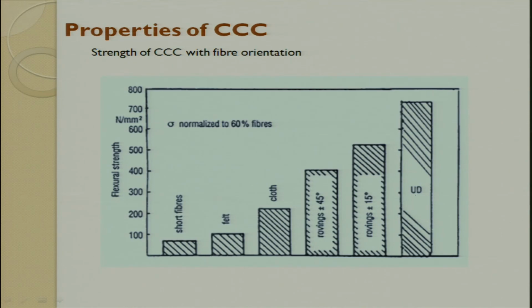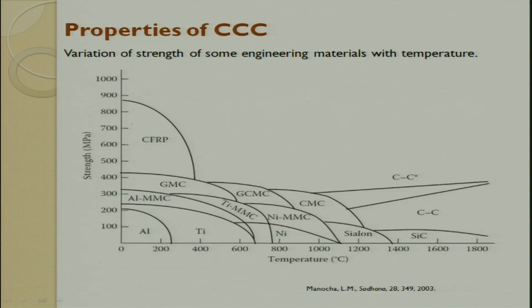It also depends upon the orientation. This is the flexural strength for short fibers, for cloth type, for roving type plus minus 45, roving type plus minus 15, unidirectional carbon fiber, and then we try to have multiple orientations. We can have a flexural strength as high as 700 Newton per millimeter square. So, this is the climax for this carbon-carbon composite.